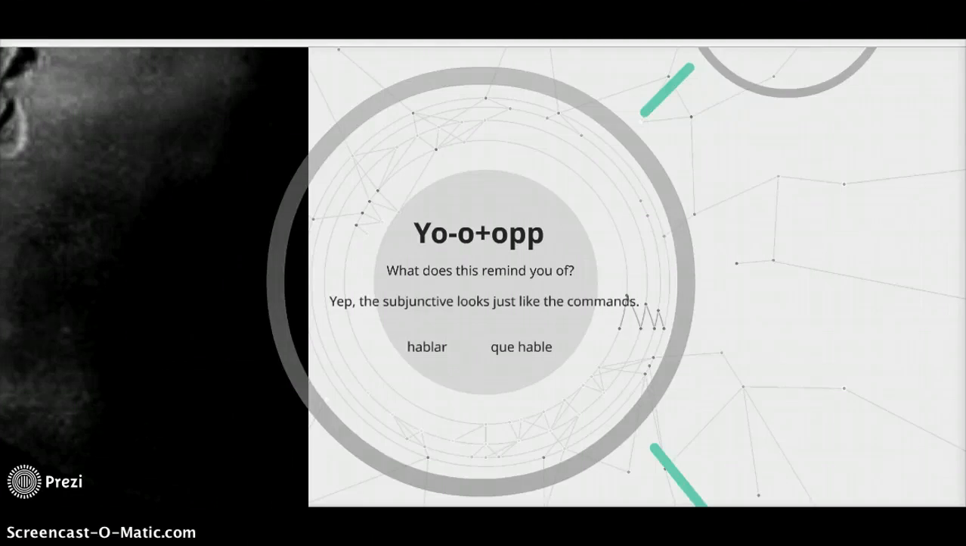That que that I put up there, that is because the subjunctive is always used with que. So just to get you familiar with that, I put the que. Hablar, que hable. If we go to comer, the yo form will be como, so the subjunctive is que coma. It's confusing because it looks exactly like the command, right? And escribir, que escriba, yo minus the O plus the opposite vowel.